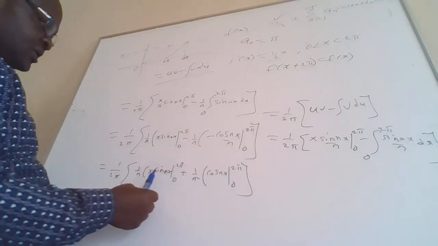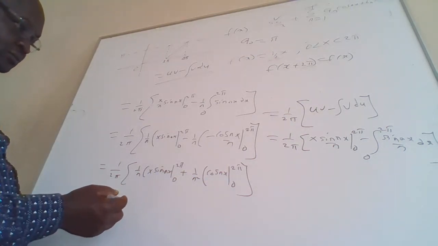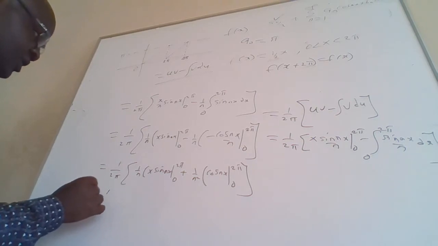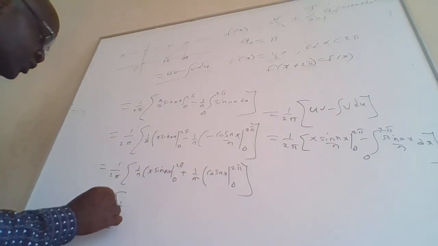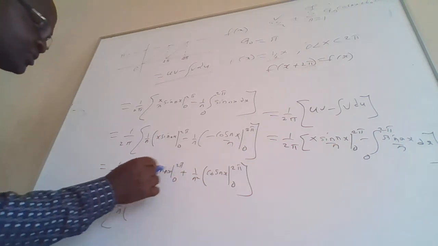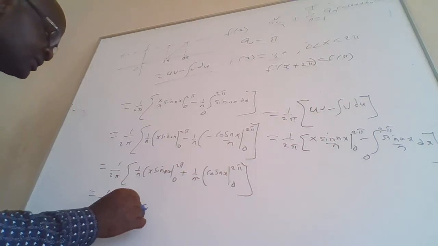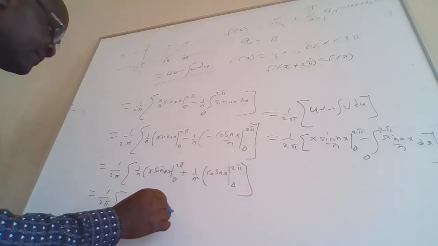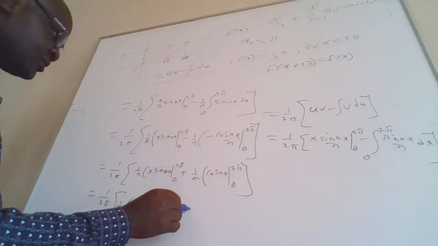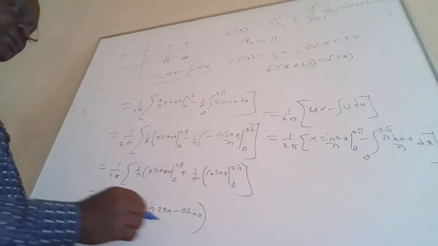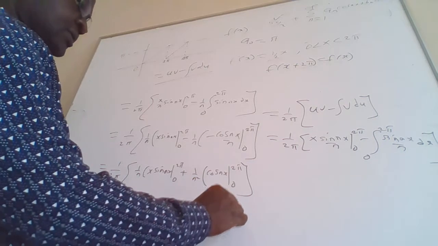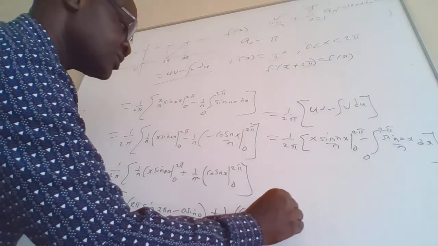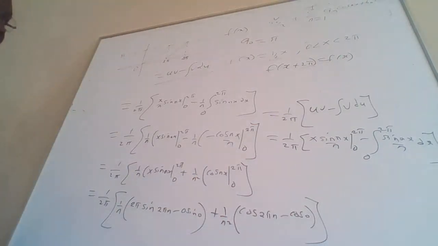So once we have done this, we now substitute in. So here we have this equals 1 over 2 pi into 1 over n into, where there is x we substitute 2 pi, so we shall have 2 pi sin 2 pi n, then minus, substitute 0, sin 0, then plus 1 over n squared into cos 2 pi n minus cos 0.